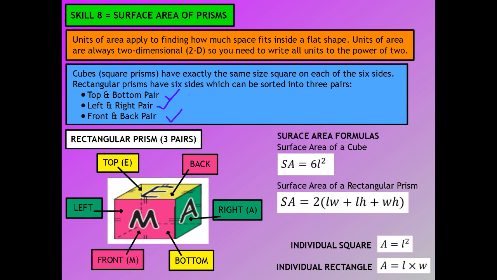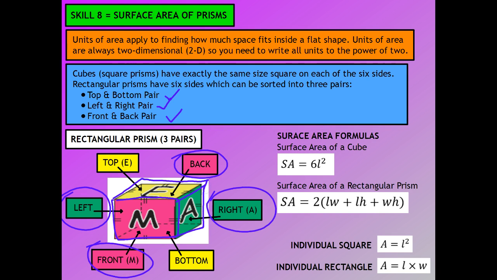Here we've got a pink rectangle at the front with the letter M. If there was a back rectangle that we could see in pink as well at the back, it would be exactly the same as the rectangle at the front. The rectangle on the right, which is the letter A, will be exactly the same as the rectangle on the left. And the rectangle on top, the letter E, will be exactly the same as the rectangle on the bottom. So there's 3 clear pairs.